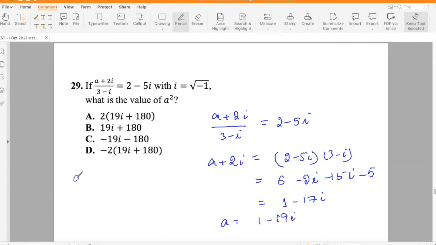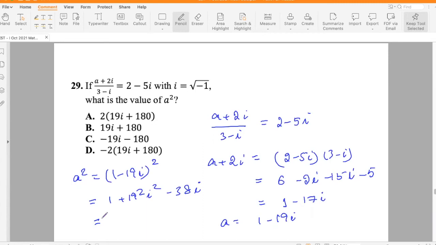And we need to find a square. So that's 1 minus 19i the whole square. So that's 1 plus 19 square i square minus 38i. And what is 19 square?